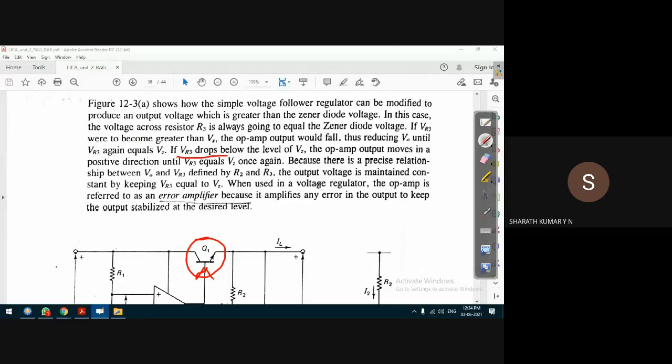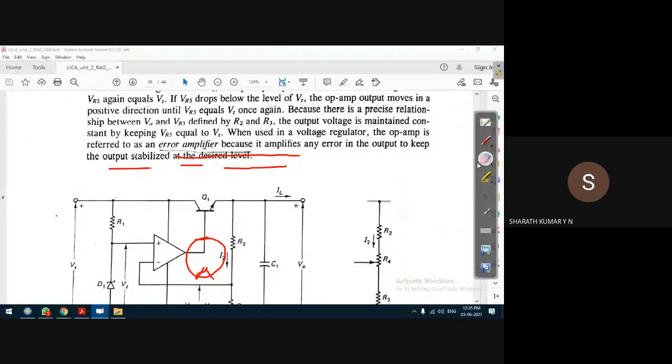So if VR3 drops below Vz, the op-amp output moves in a positive direction because the differential voltage is positive. It moves in a positive direction until VR3 equals Vz again. So VR3 is made equal to Vz. Guys, at this point the op-amp input tries to be equal to Vz. But because of the non-inverting configuration, Vout can be made greater than Vz. Very simple. So that's how it works.